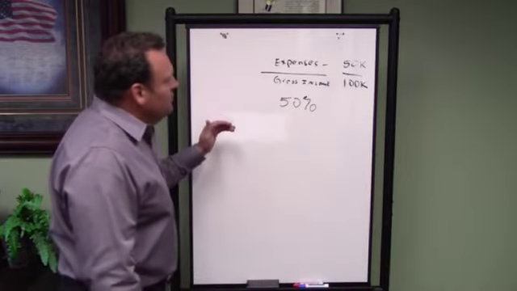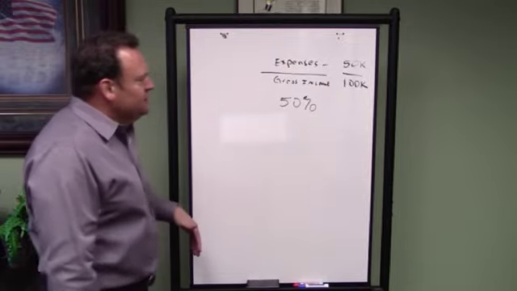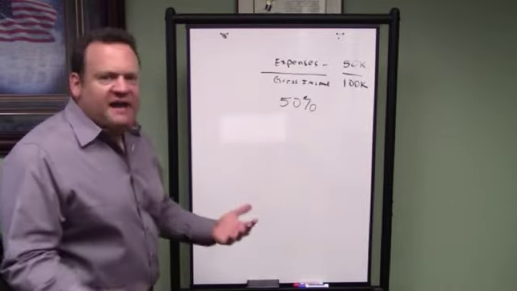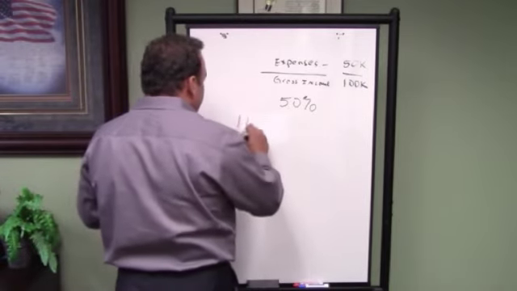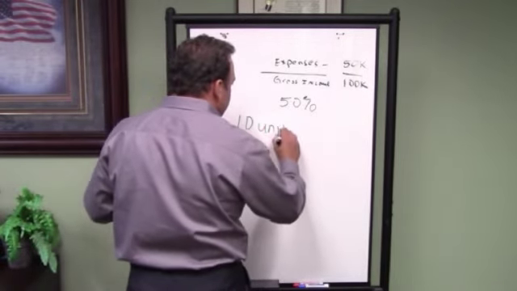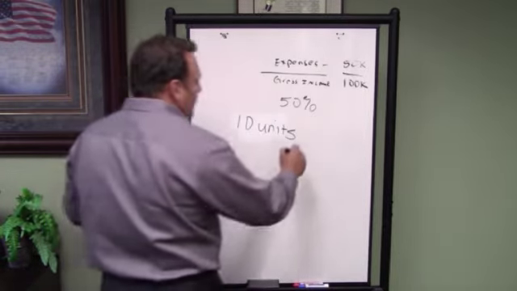Okay, so it's a good rule of thumb to know that. Just on the back of a napkin, if someone says I've got 10 units, and you say, what does each one rent for? $1,000.